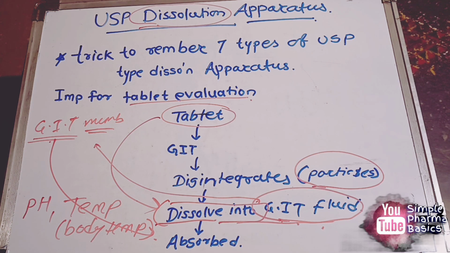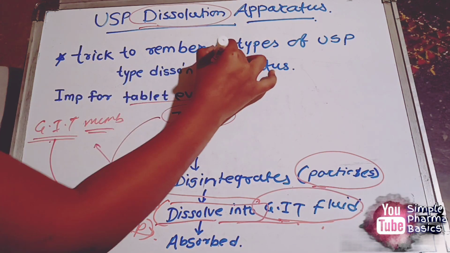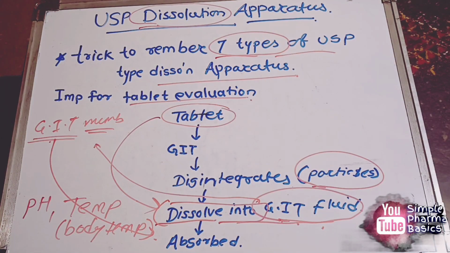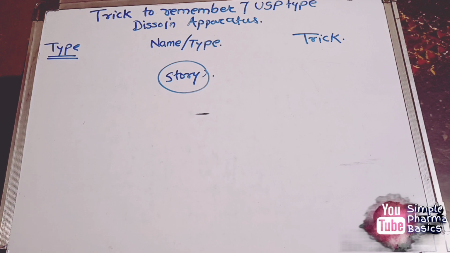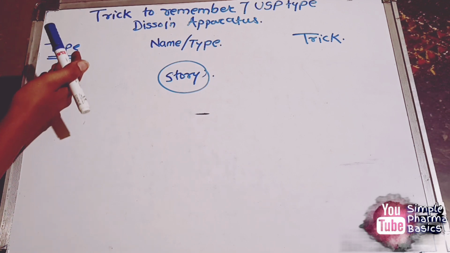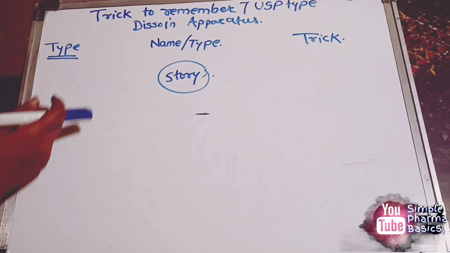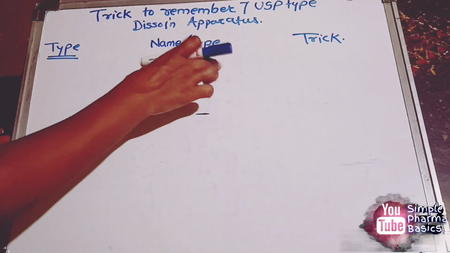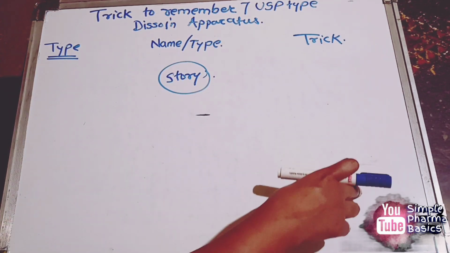So now let us move towards the trick that we can use to remember the 7 types of USP dissolution apparatus, because many times questions can be asked in GPAT on these 7 types. Trick to remember the 7 USP type dissolution apparatus. Here I will write the type, that is type 1, type 2, and here will be its name, that is the name of the type 1 dissolution apparatus, and here I will write the trick to remember it.